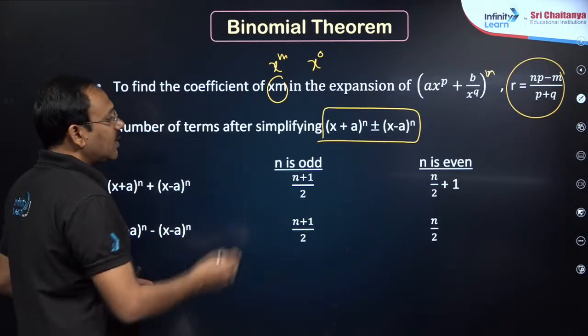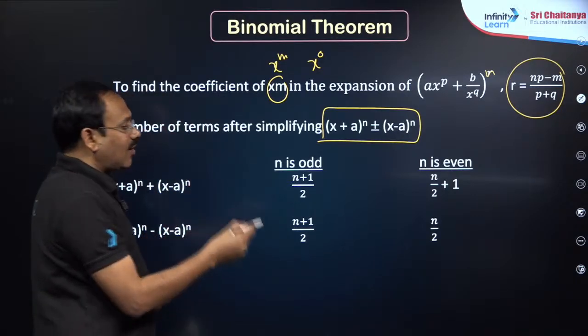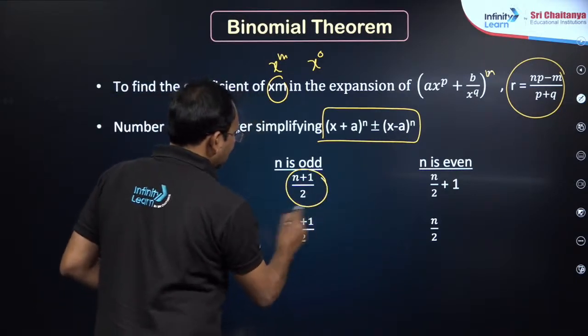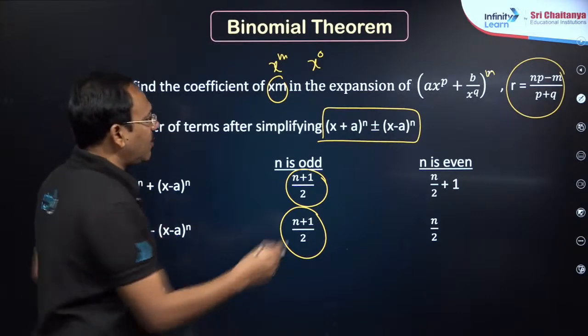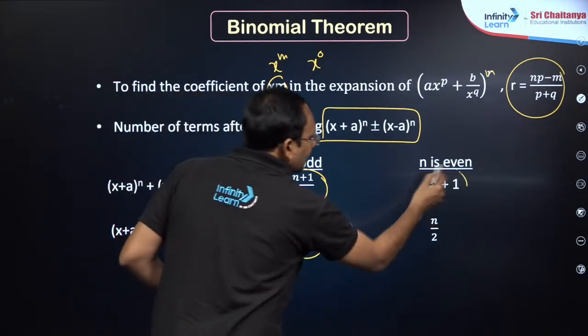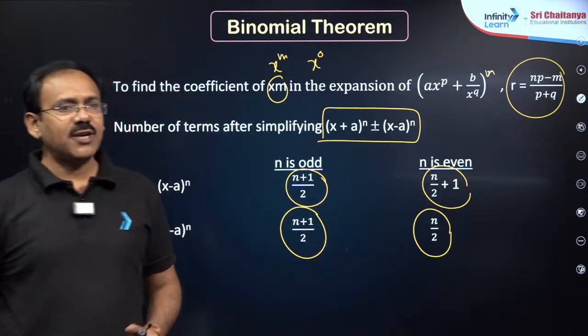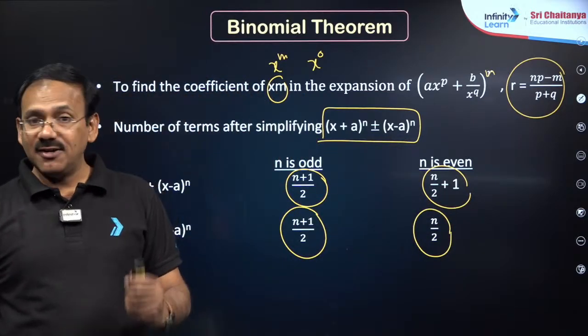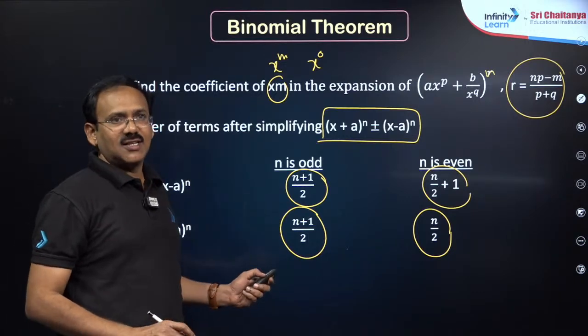my dear friends, if n is odd, first observe n, if n is odd, answer is (n+1)/2, that's it. If n is even, if plus is there, (n+2)/2, if minus is there, n/2. Got it, dear students? It is a formula kind of. So rather than writing and observing, please try to remember the shortcut, dear students.